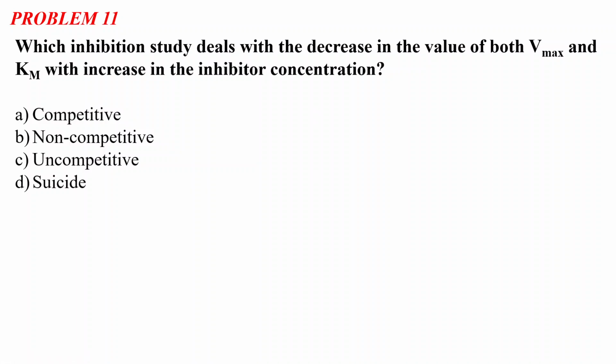It says: which inhibition study deals with the decrease of the value of both Vmax and Km with the increase of the inhibitor concentration? As you increase the inhibitor concentration, both values of Vmax and Km will increase. Okay, sorry, I was incorrect. With the increase of the inhibitor concentration, both the values of Vmax and Km will decrease, and you have to find out which kind of inhibition this is. The options are A competitive, B non-competitive, C uncompetitive, and D suicide inhibition.